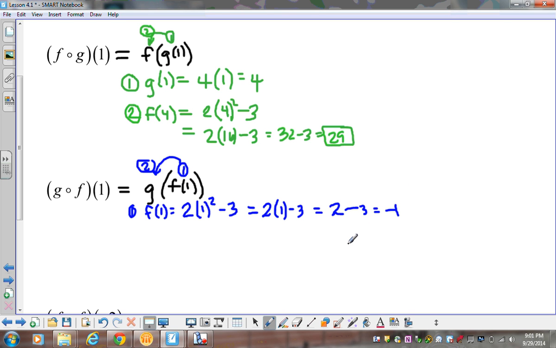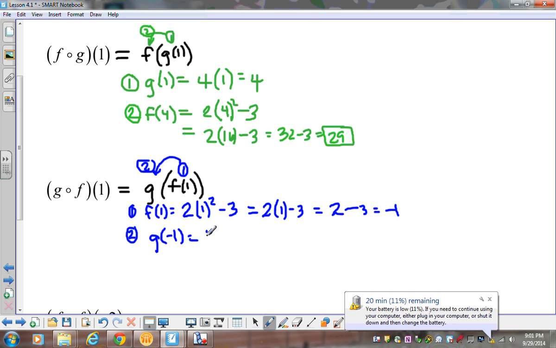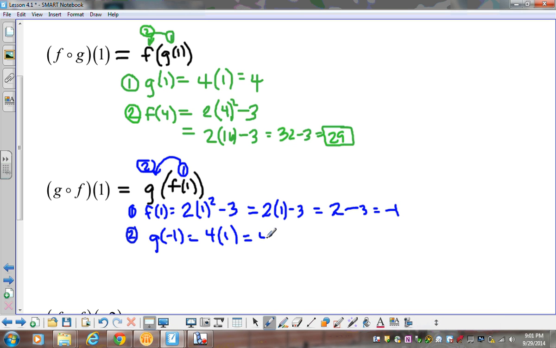Now I'm going to take that value and plug it into my g of x function. So the second step, I'm going to do g of whatever value I just got, which is negative 1. So g of negative 1 means I'm going to plug it into my g of x function, which is 4x. So 4 times 1, which gives me 4. So g of f of 1 equals 4.